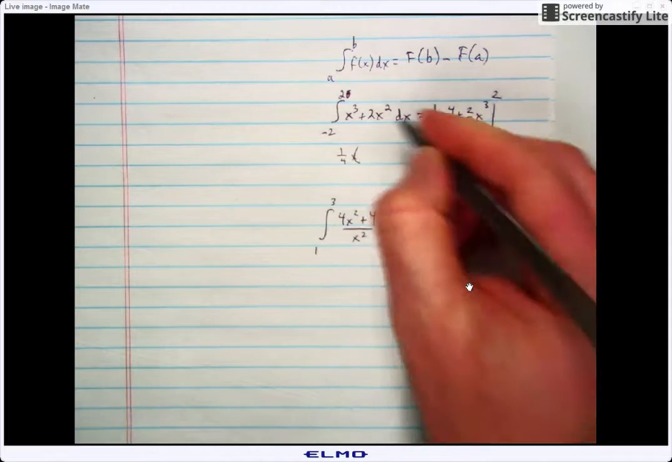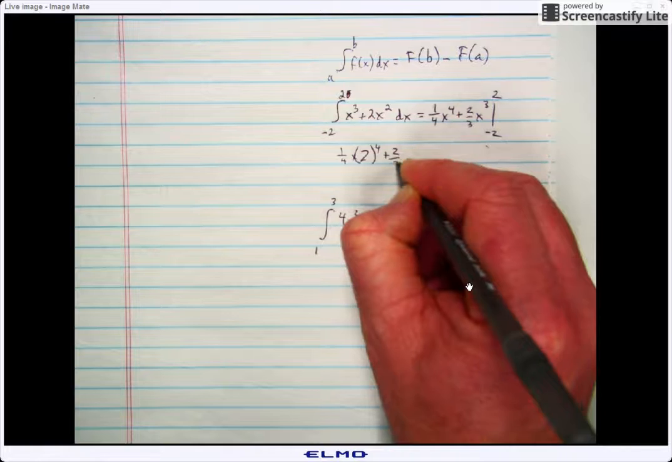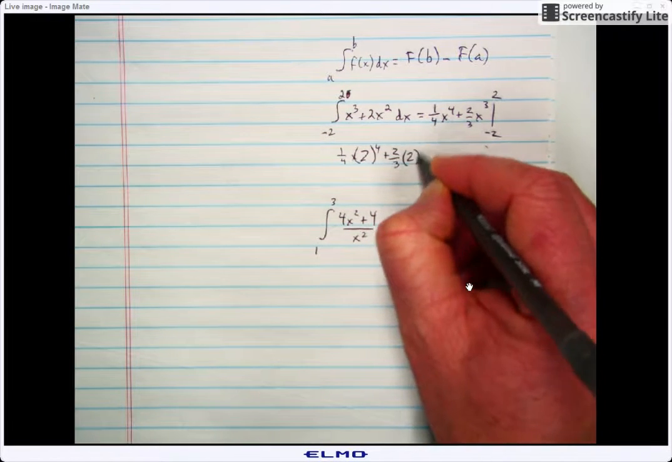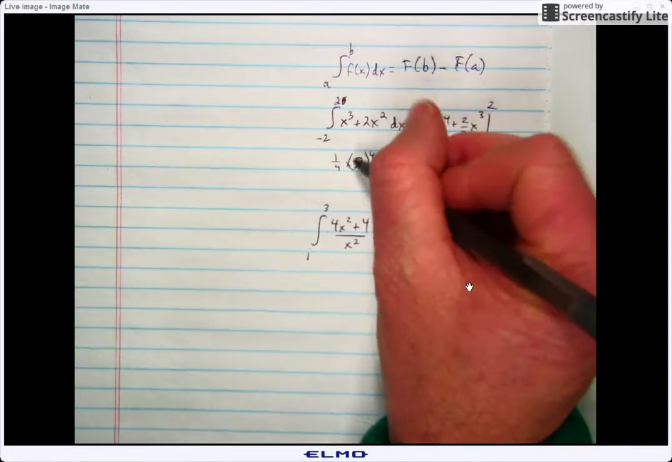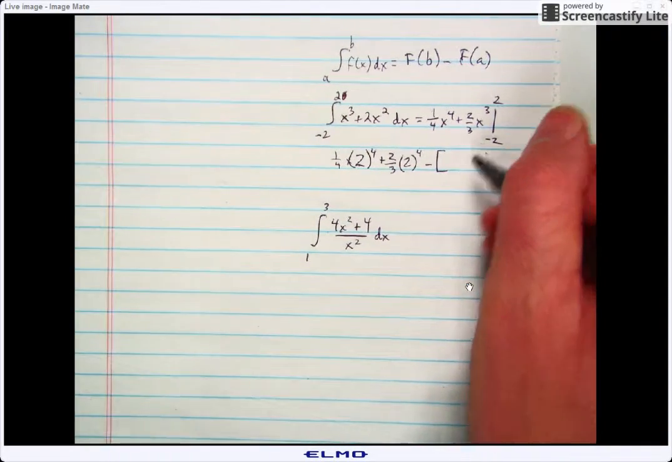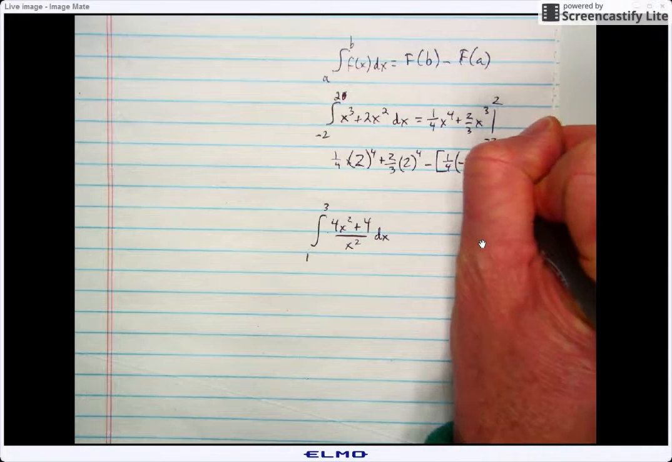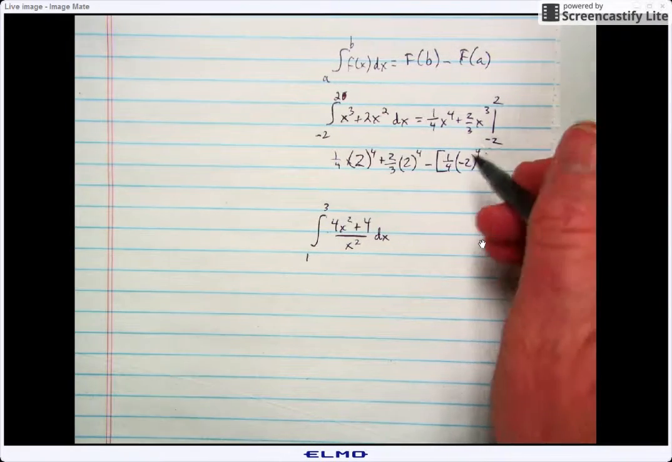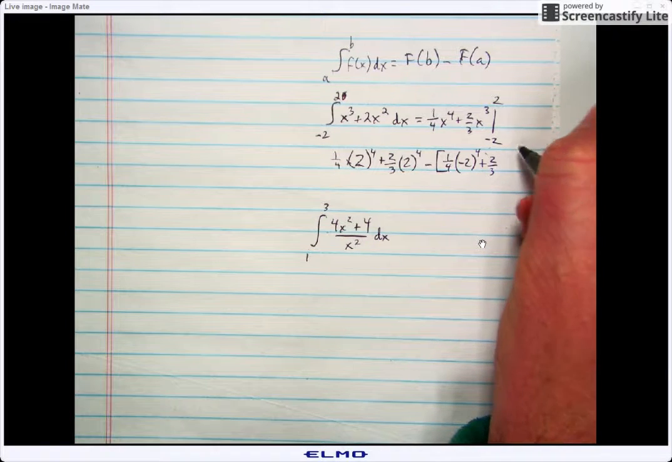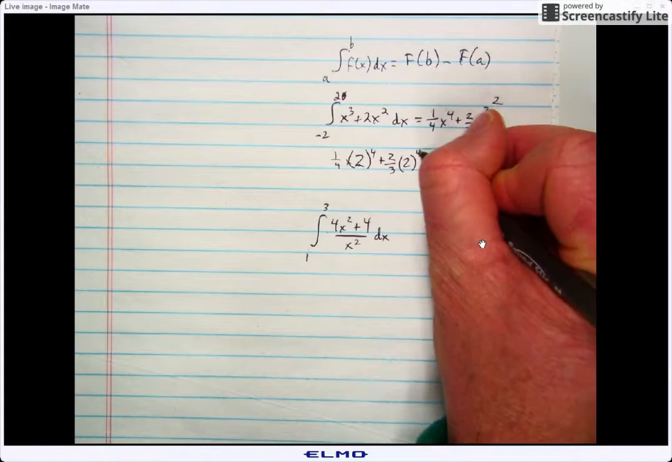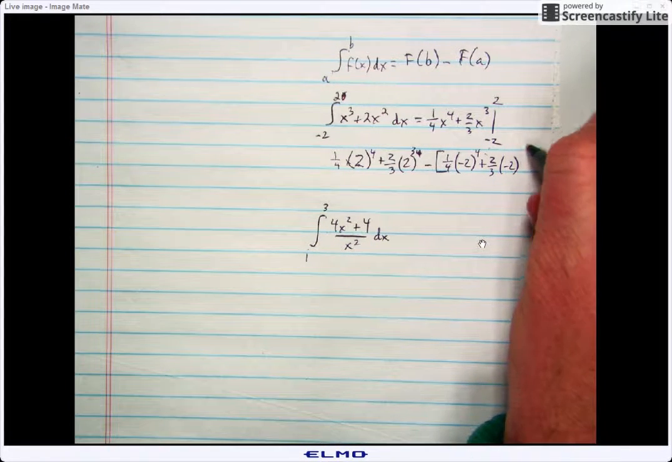1/4 times 2 to the fourth plus 2/3 times 2 to the fourth minus, where all the mistakes happen is at the minus, 1/4 times negative 2 to the fourth. So that's going to be positive. Don't trust your calculator. Trust your senses there if you put parentheses. Plus 2/3. Oh, don't trust anything. That should be a 3. 2/3 negative 2 to the third.